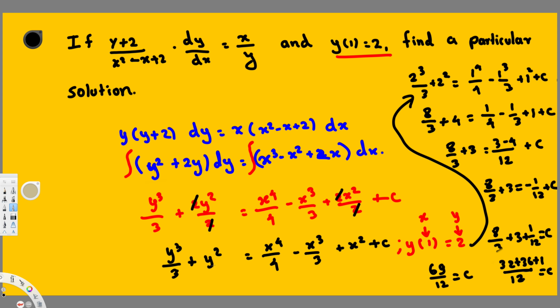Now we can simplify this one with 3. We can divide both by 3, and that's going to give us 23 over 4 is equal to c. That's the value we are going to substitute instead of this c. Now we can write our final answer as y cube over 3 plus y square is equal to x power 4 over 4 minus x cube over 3 plus x square plus 23 over 4, and that's our particular solution.